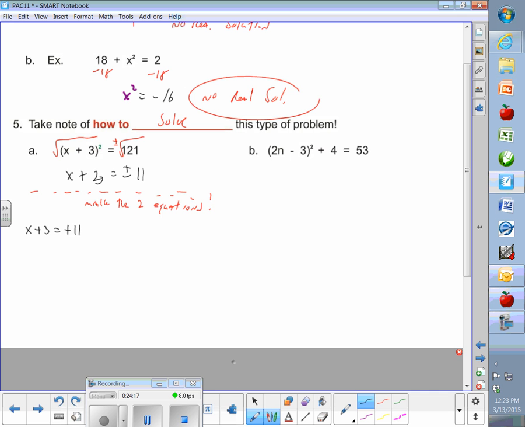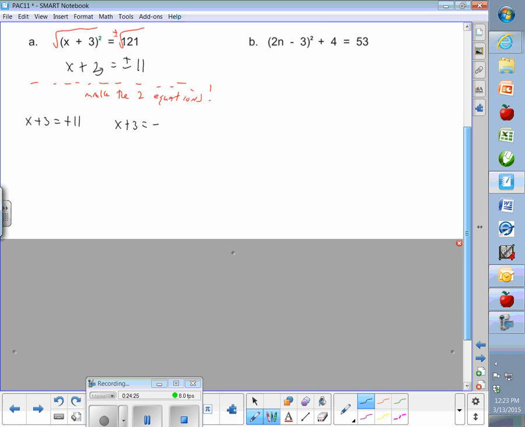And next to it, I'm going to go x plus 3 equals, what am I going to say next? Negative 11, right? I'm going to do the other possibility. That's how these end up. Okay, let's solve the one on the left. Add a negative 3 to both sides, right? X equals 8. Hey, if we had time, I'd show you how 8 works in the original equation, and it does. 8 will work.